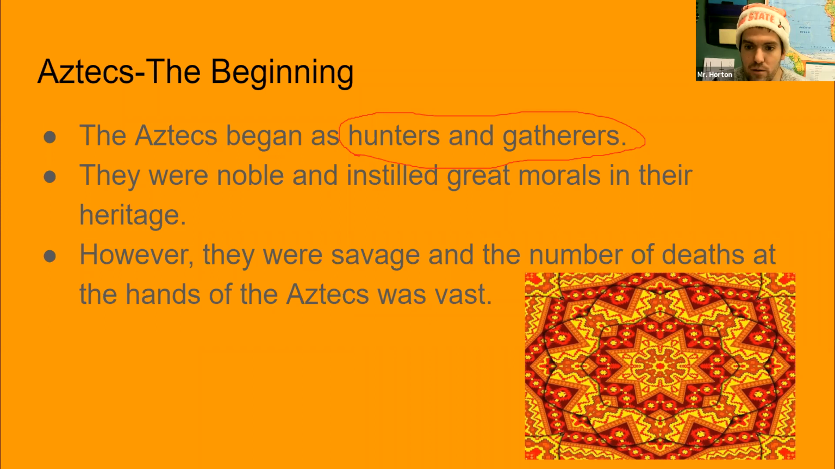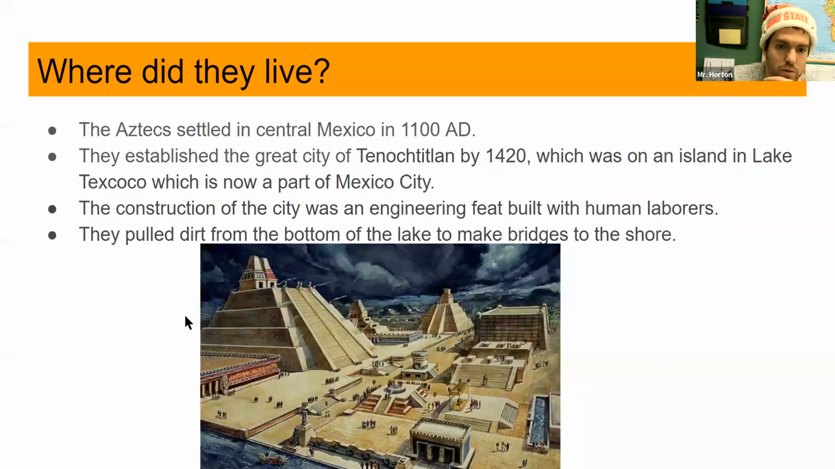Okay. So the Aztecs were very violent and fierce warriors, and they would kill a lot of people in their quest to become the biggest civilization in the Mexico area. All right. But they started as hunters and gatherers. So that's our key phrase from this slide. Okay. So where did they live? Where were they located?